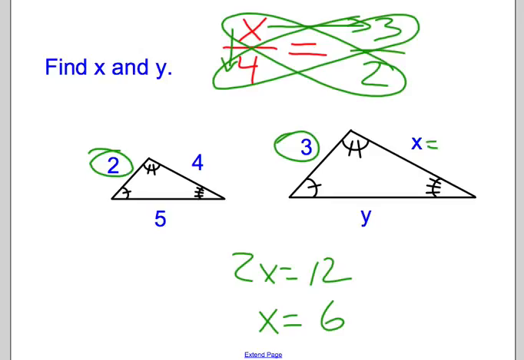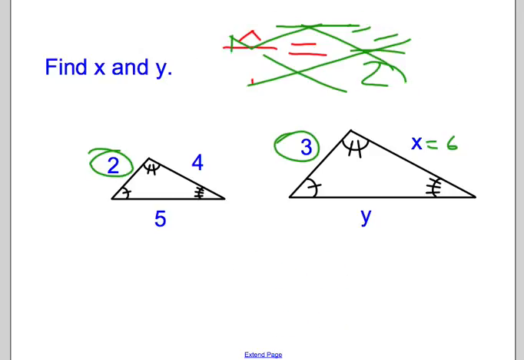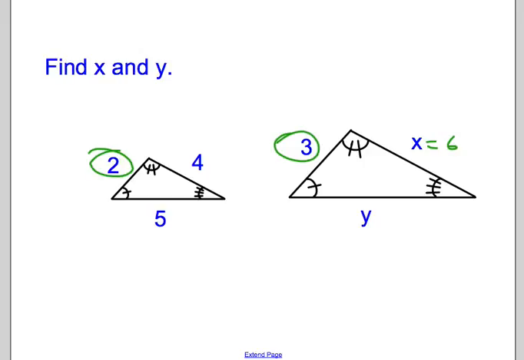So x is 6. Now let's clear this so we can do y. Y. Megan, which side does y correspond with in the other triangle? 5. So I'm going to have y over 5. And that's going to be equal to, Kate, what would that be equal to? 5. Well, we already put 5 on bottom, so we're not going to be able to use 5.